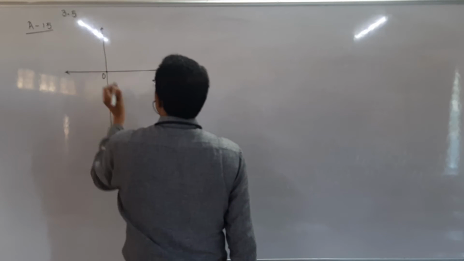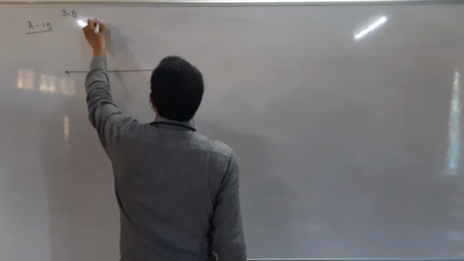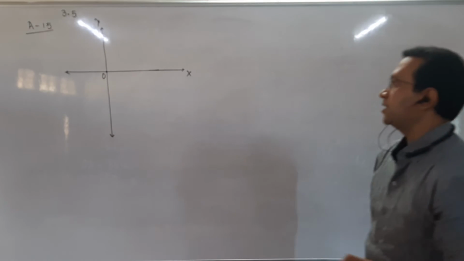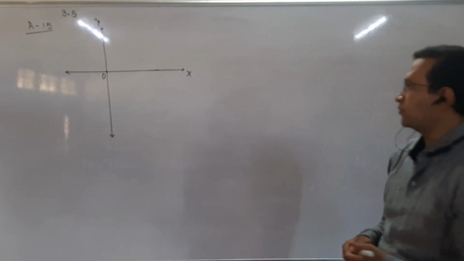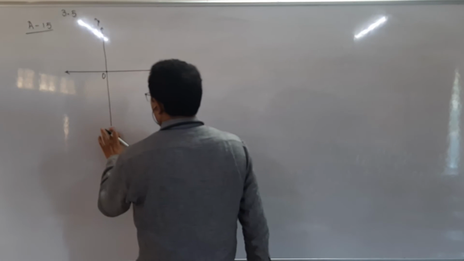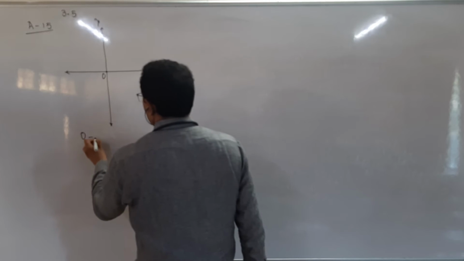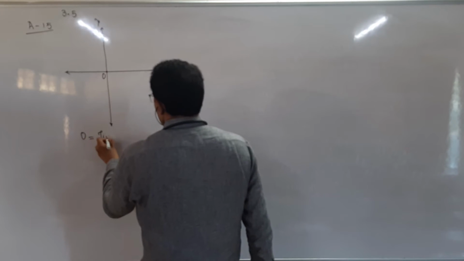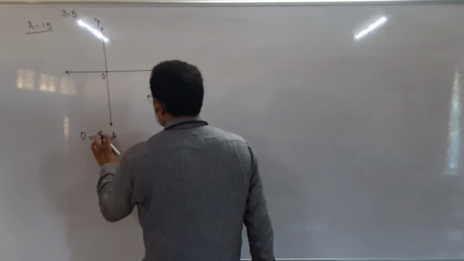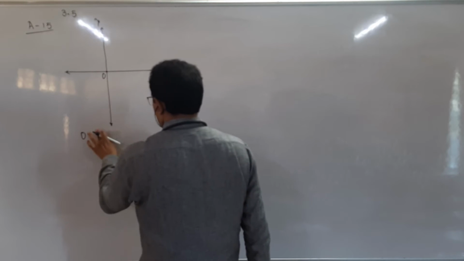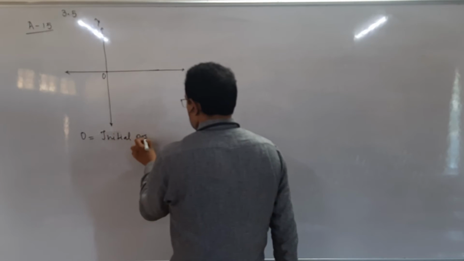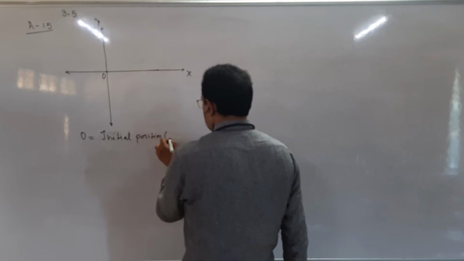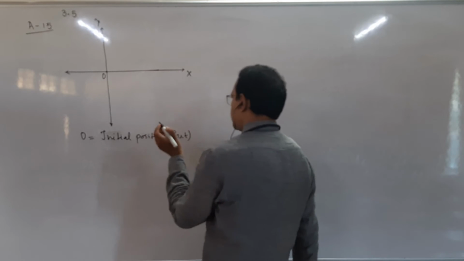Say at time t is equal to 0, the ships are located at origin. Two ships leave a port at the same time, so O be the position of the port. O is equal to initial position, that is at the base of the port.